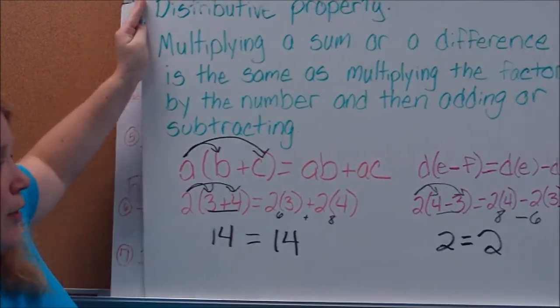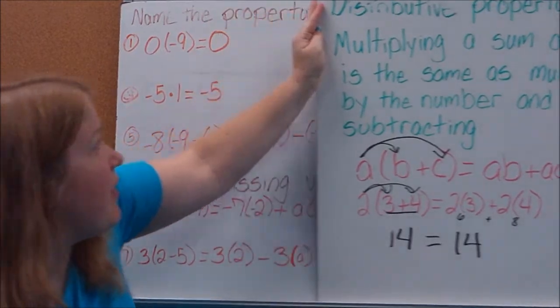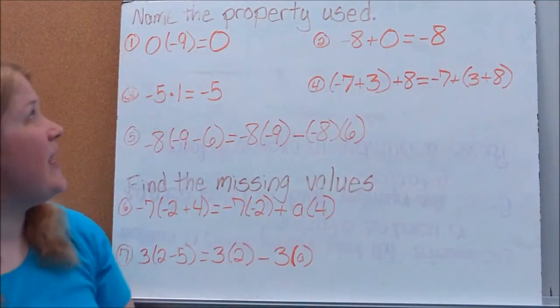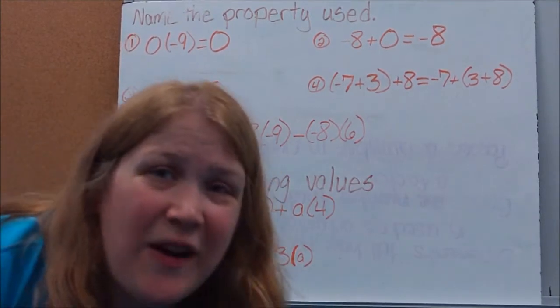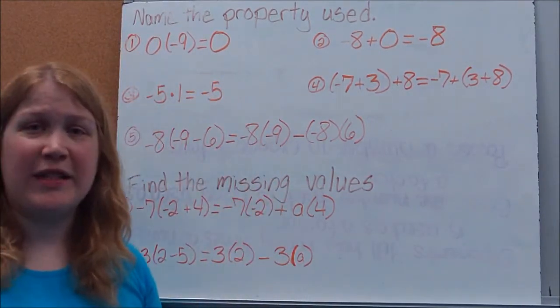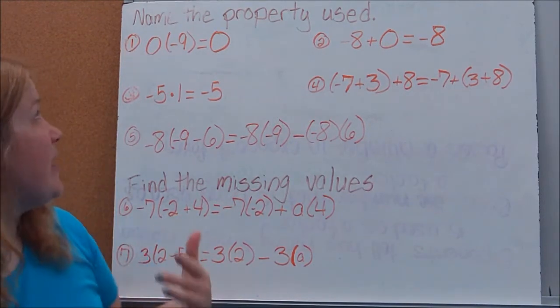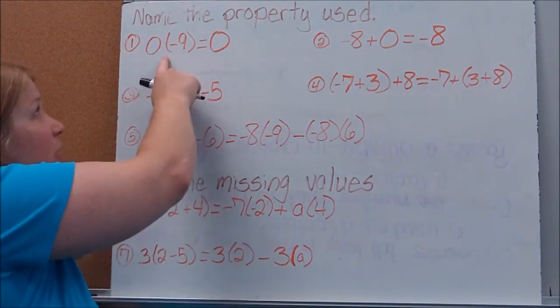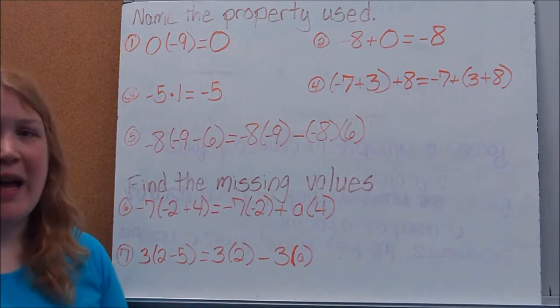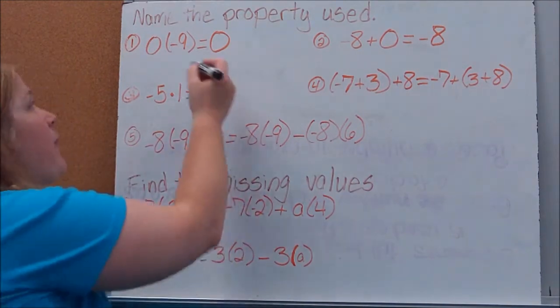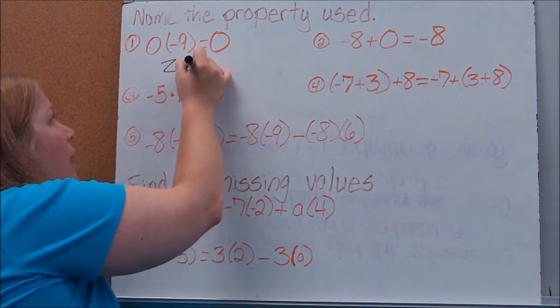That's the last property we're going to look at. Now we're just going to look at a couple of examples. Basically, we want to identify the property that was being used. So I just gave you a whole bunch of terms. So we want to figure out which property is being shown here. So if you look here, what we're doing is we're multiplying. So what property told us that anything times 0 is 0? That was the 0 property.